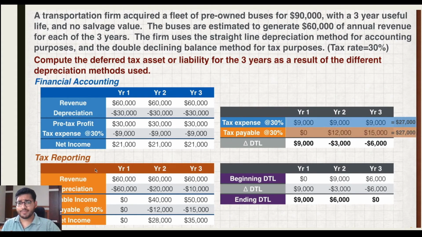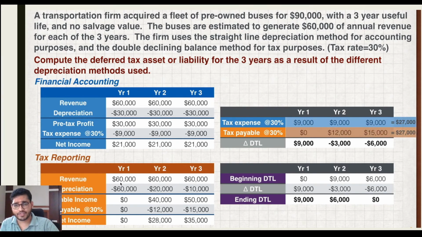Now comes the tax reporting part. Under tax reporting, we have to use the double declining balance method for depreciation. The revenue is the same for all the years, that is $60,000. And I hope you all know that the formula for the double declining balance method is 2 into cost of assets upon useful life. So it comes to $60,000 for the first year, $20,000 for the second year, and $10,000 for the third year.